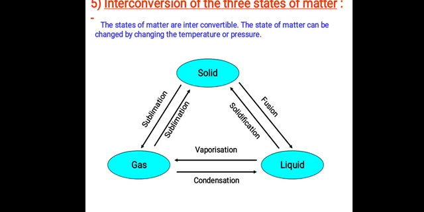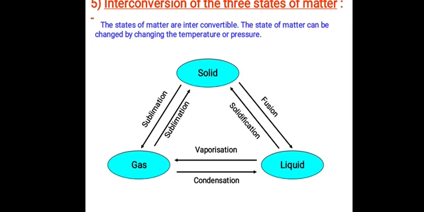Surroundings, I'll teach you about the interconversion of the three states of matter. The states of matter are interconvertible. That means the state of matter can be changed by changing the temperature or pressure. By increasing the temperature, solid can be converted to liquid state, and on further heating it can be transformed to gaseous state. And on decreasing the temperature, that means on cooling, gas is converted to liquid state, and liquid on further cooling converts to solid state matter.